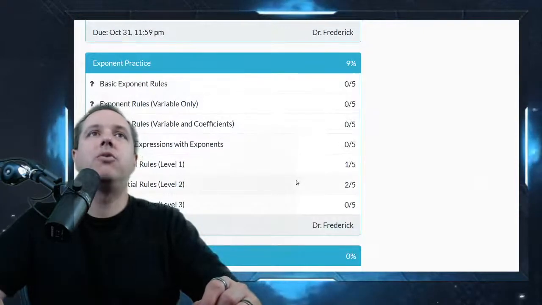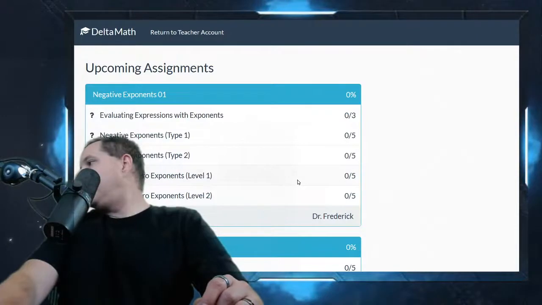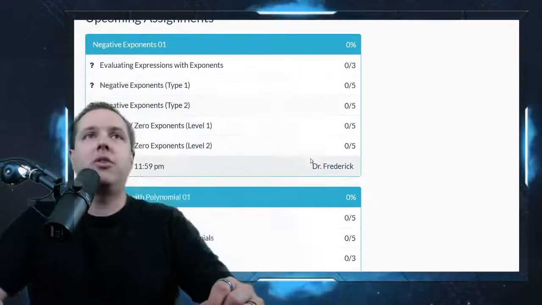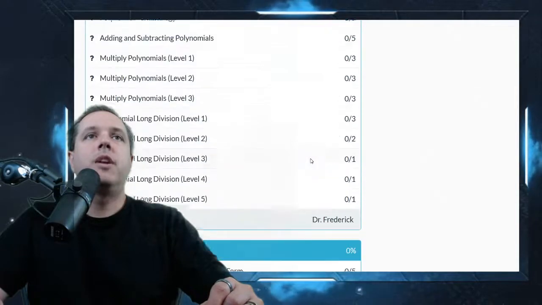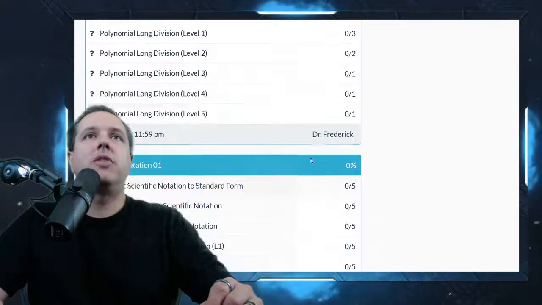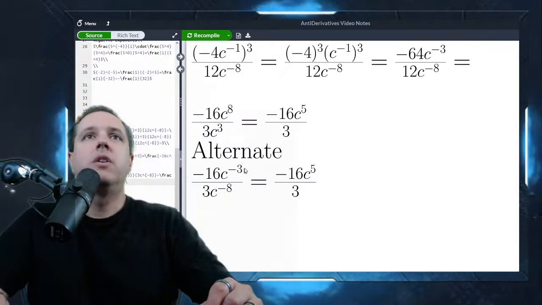Okay, so that's how we deal with the negative exponents. Let's go back up here. I think we have time to start talking about scientific notation. Okay, so what is scientific notation?